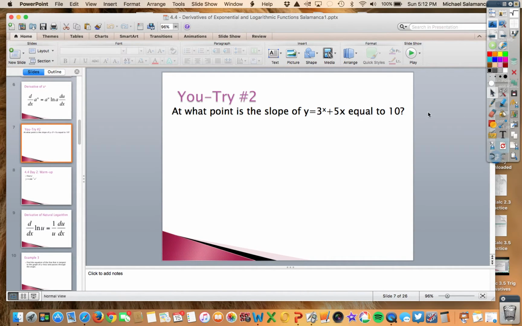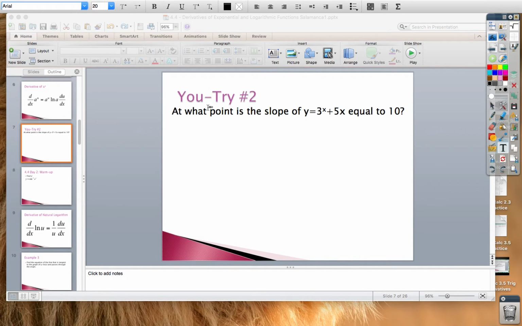So here, at what point is the slope of 3 to the x plus 5x equal to 10? So notice they're asking us for the slope in this particular case. So we're going to start with finding out what y prime is. Now y prime, using the formula, becomes 3 to the x times ln 3 times du dx. Now the derivative of the u, or the u in this case, is x, so the derivative of that is 1, plus 5 because the derivative of 5x is just 5.